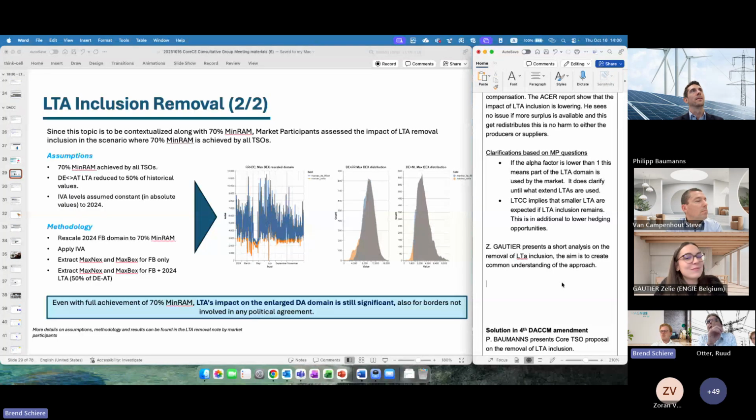Just a small remark that you know that the Dutch capacities are also hard-coded in the Dutch network code, so they are critical as well.